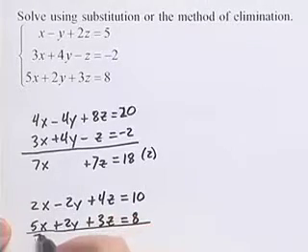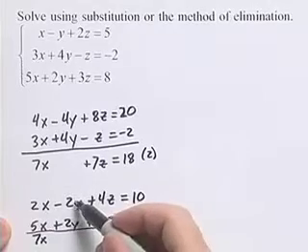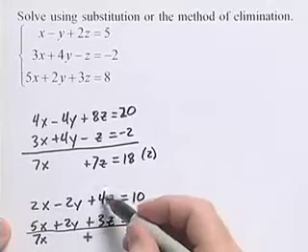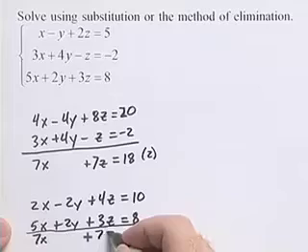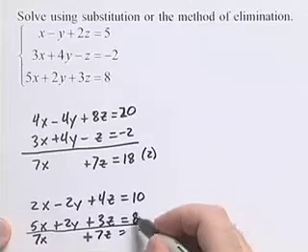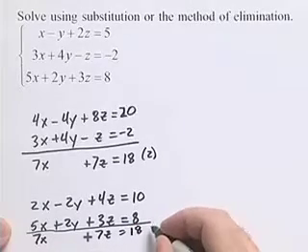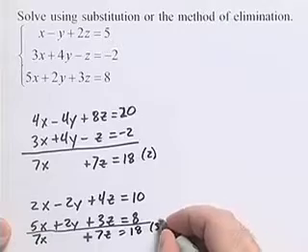2x plus 5x is 7x. Negative 2y plus 2y is 0. 4z plus 3z is 7z. And then 10 plus 8 is 18. We're going to call that our new equation 3.